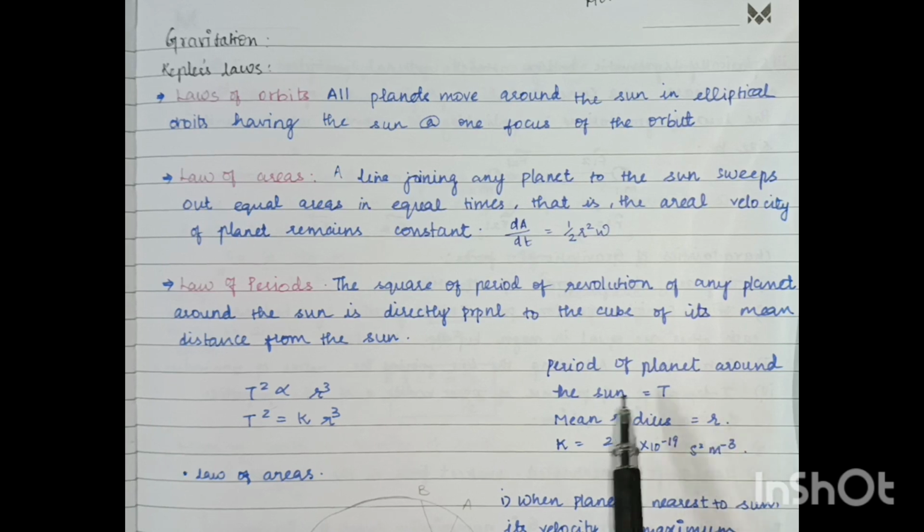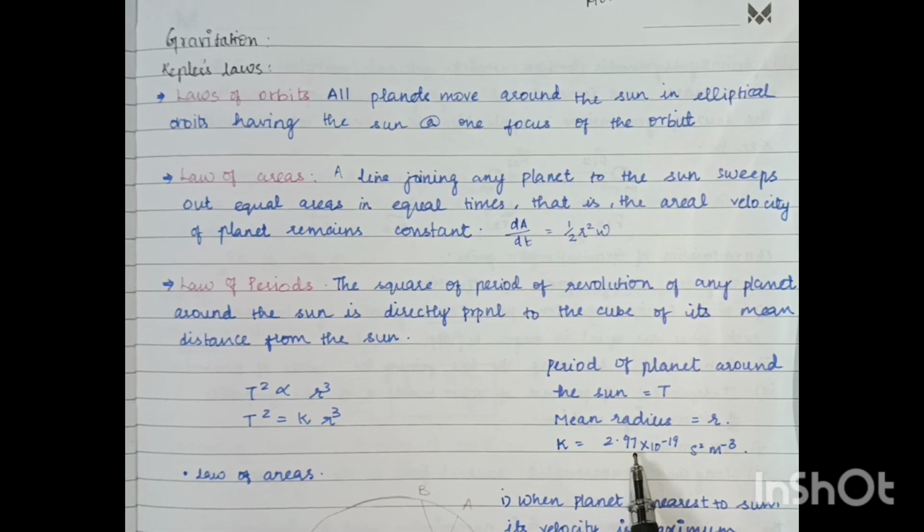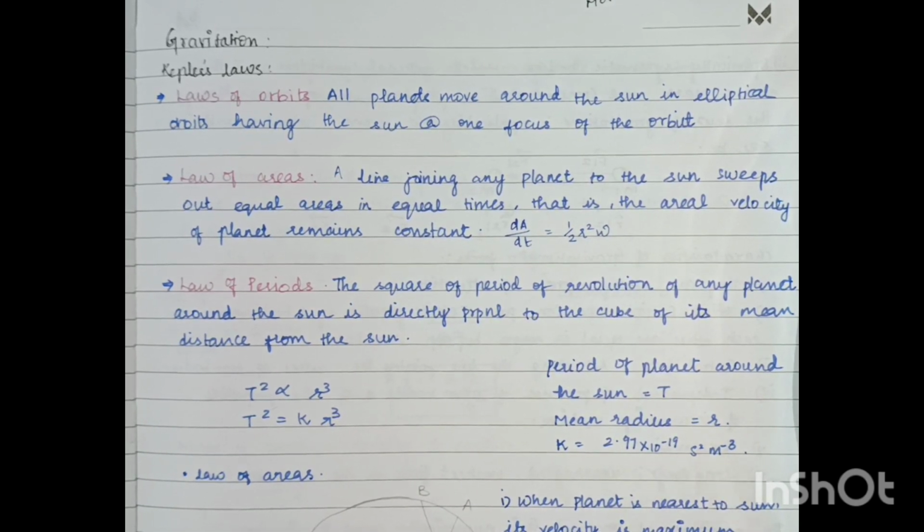So the period of the planet is T, the mean radius is r, where k is the proportionality constant, and it has the value 2.97 into 10 power minus 19 second square meter power minus 3.